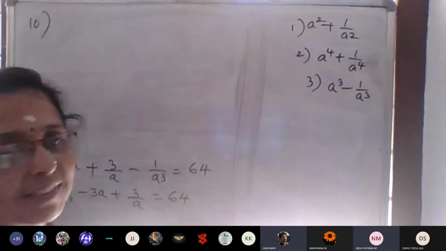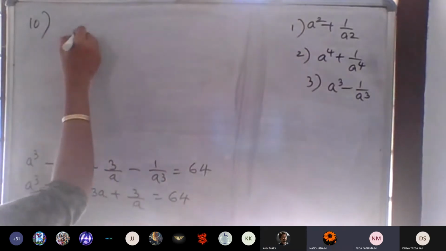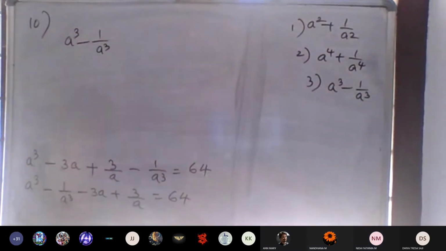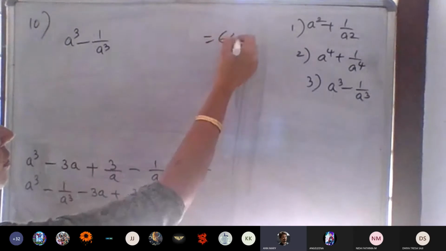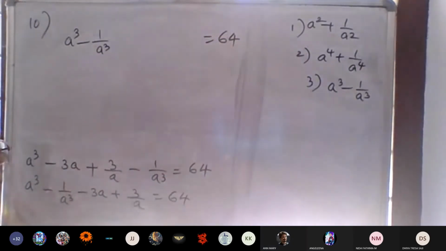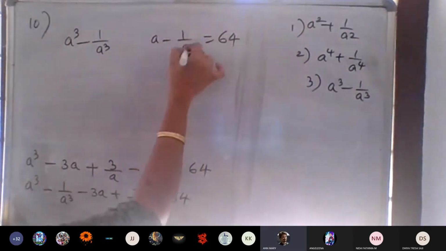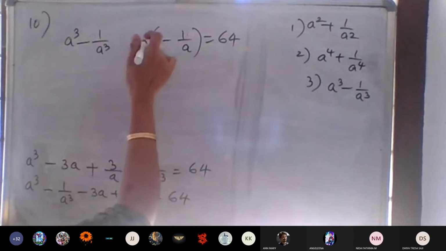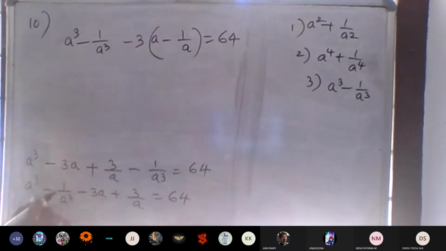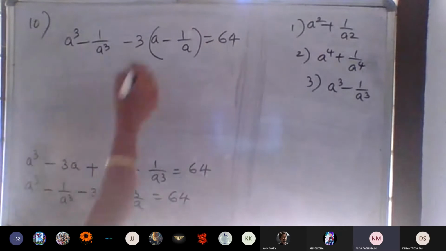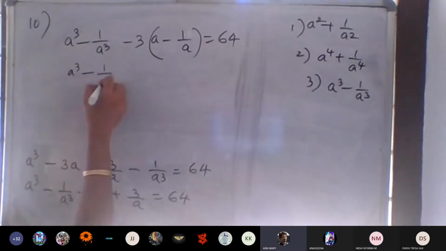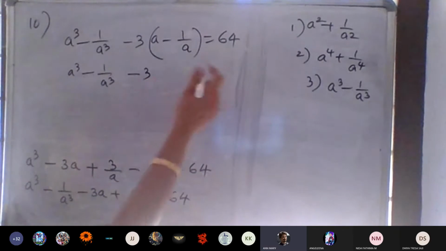Tell me. a cube minus 1 by a cube minus 3 into a minus 1 by a, the whole a minus 1 by a only we have. So just with that, minus 3, minus minus 3.